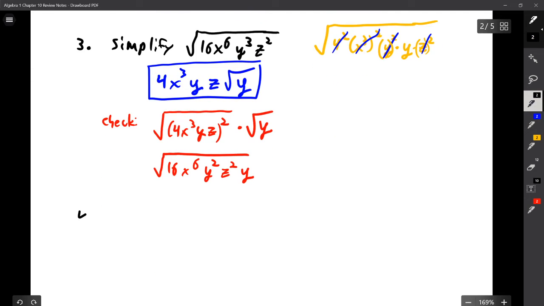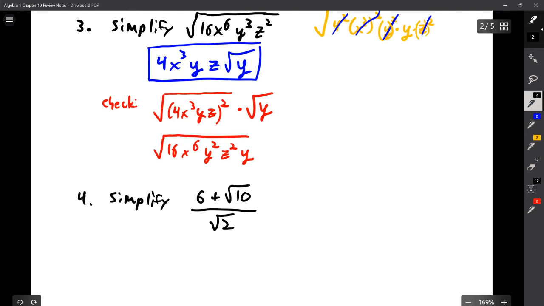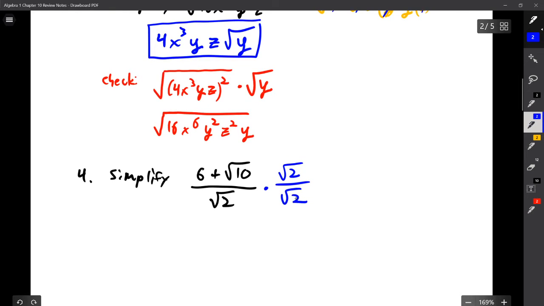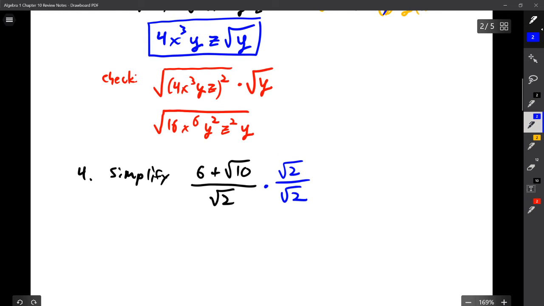Next, number 4. This one is one more simplify. We're going to simplify 6 plus square root of 10 over the square root of 2. All right, well, what's not simplified here is that we have a square root in the denominator. So how do we get rid of that? If we have just the one square root, we can multiply the top and the bottom by that denominator. I can do this because I'm multiplying by 1, and multiplying by 1 doesn't change what I have. I can multiply just by the root 2 over root 2 because that's the only thing that I have in the bottom.